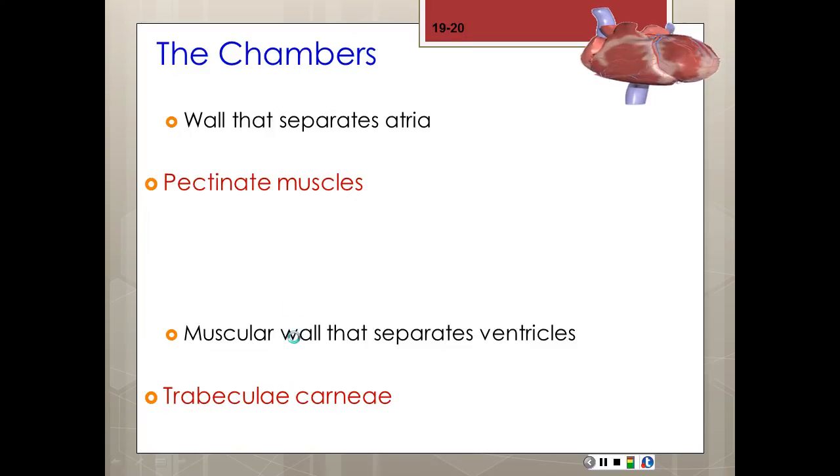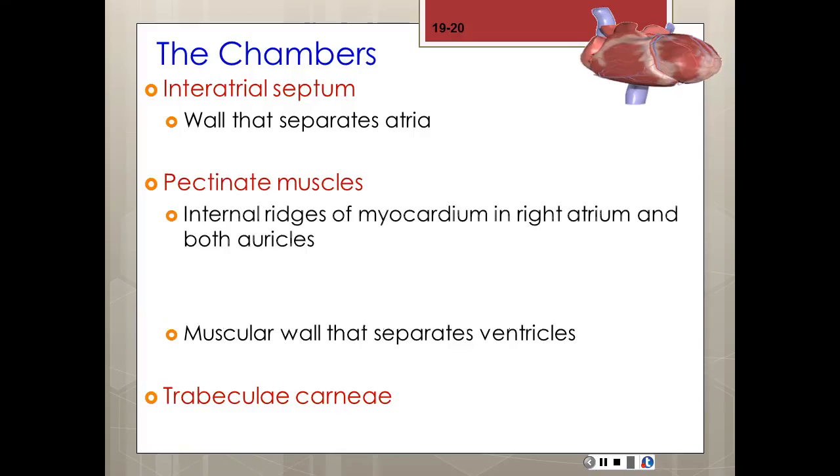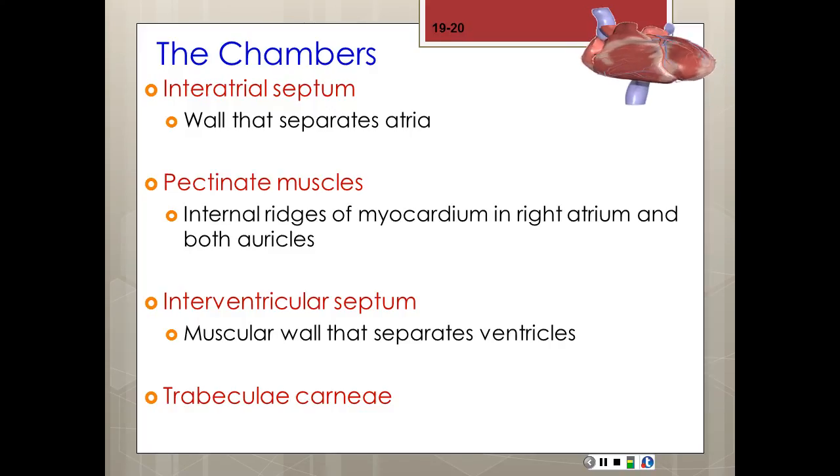Now the atria have thin, flaccid walls corresponding to the relative lightweight workload of pumping blood into the ventricles. They are separated by a wall called the interatrial septum. The right atrium and both auricles exhibit internal ridges of myocardium called pectinate muscles. Now the ventricles are separated by the interventricular septum, a much more muscular vertical wall.